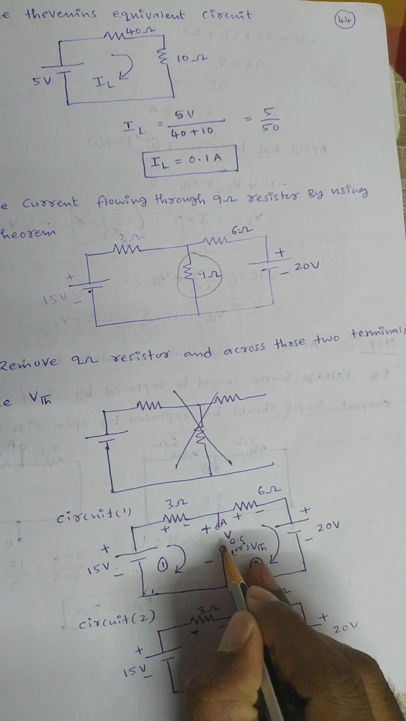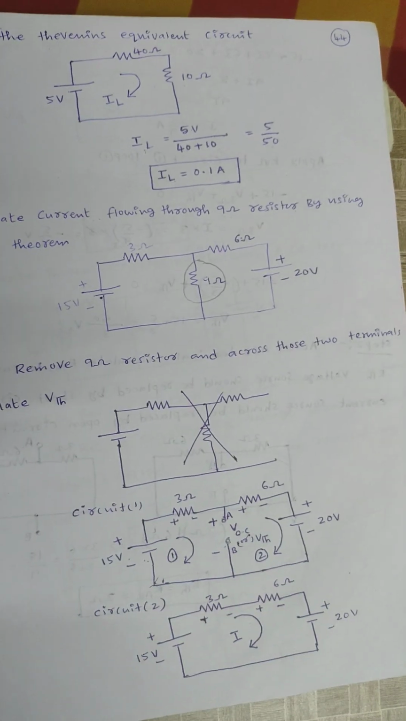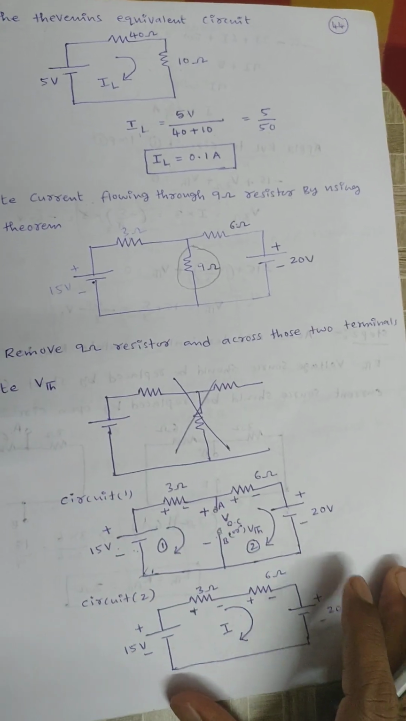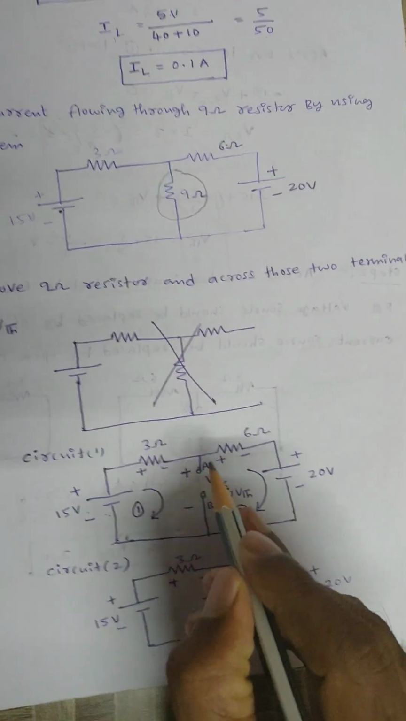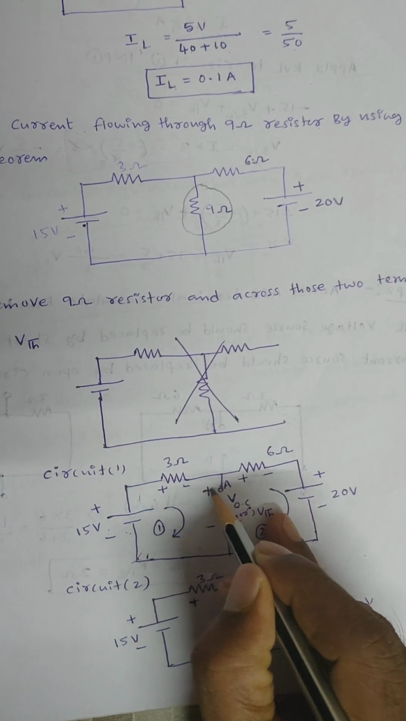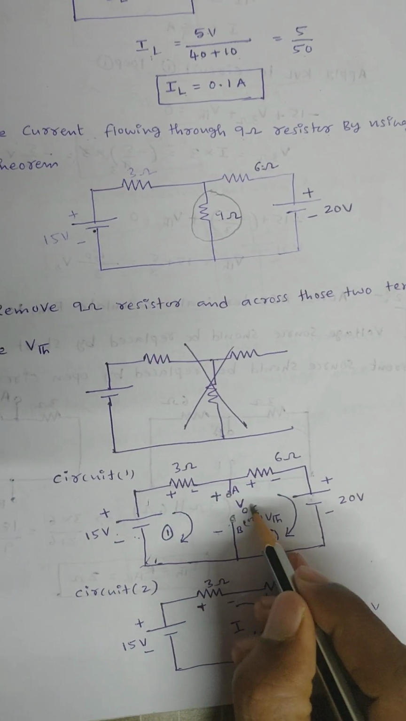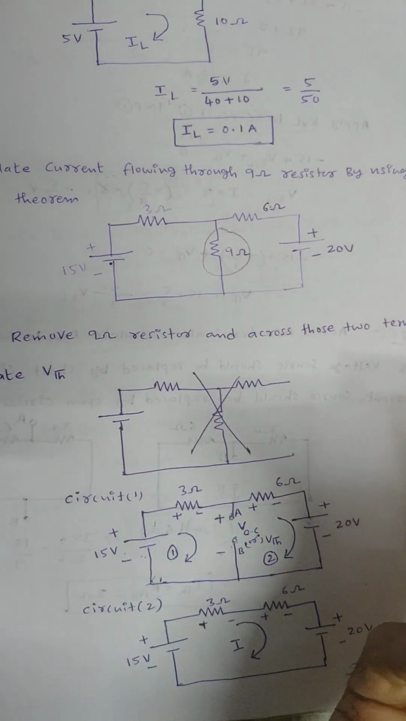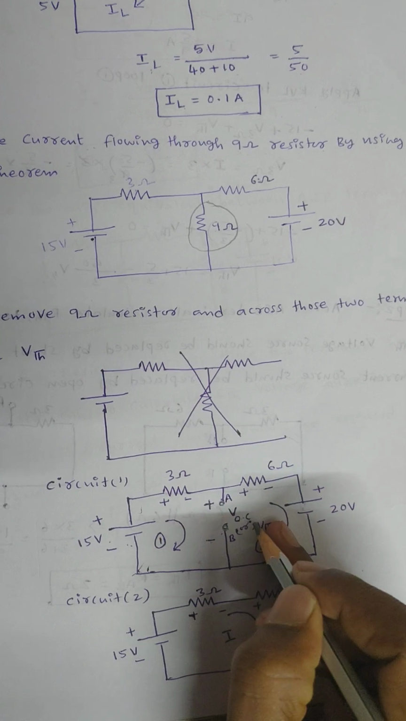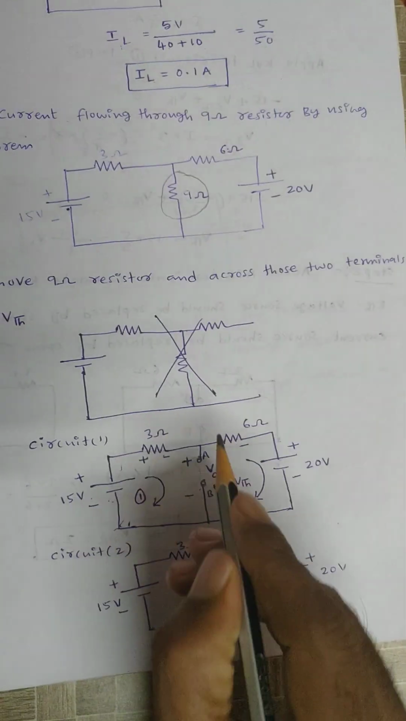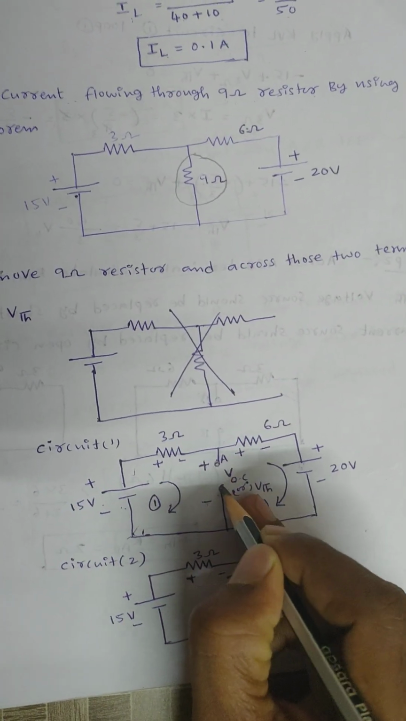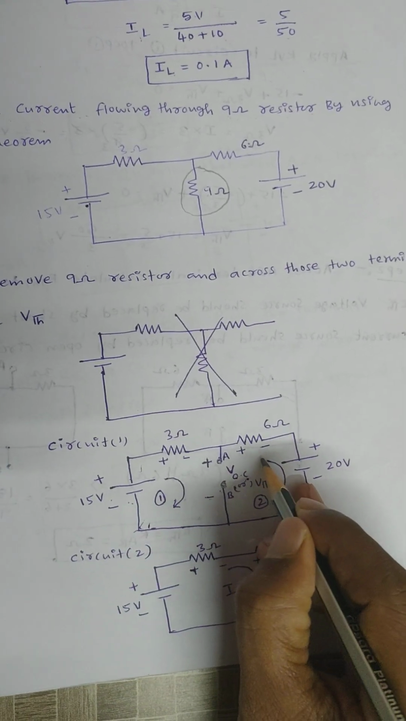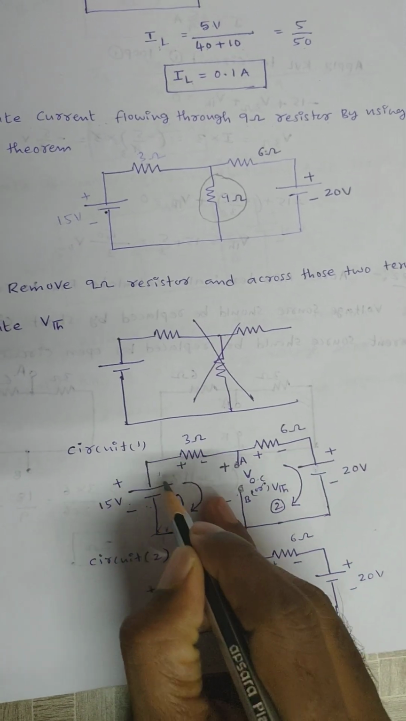Here I remove the 9 ohm resistor. That means the current here will be 0. Then I need to calculate VOC across the A and B terminals. Here I am representing the A terminal and B terminal, right? But I don't know the VOC value. To calculate the VOC value, considering this open circuit voltage, apply KVL to the input loop or the second loop. If I apply KVL, what happens?